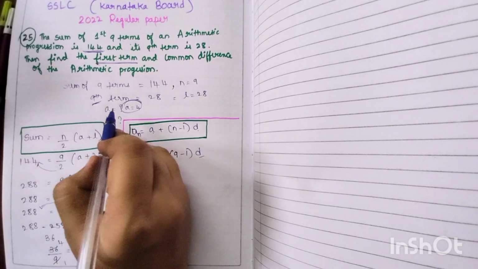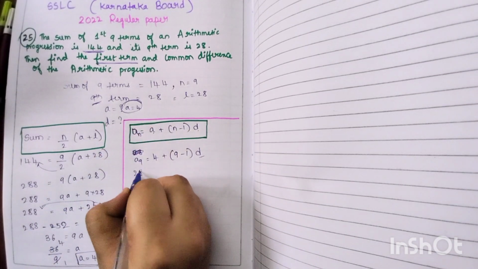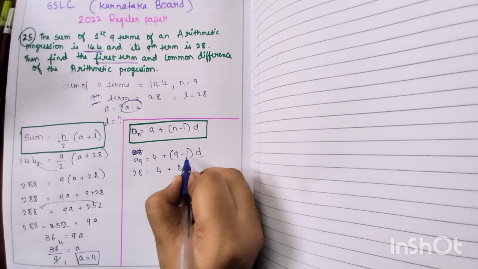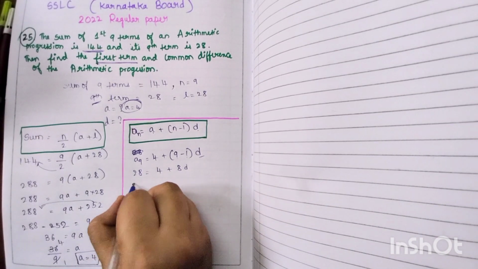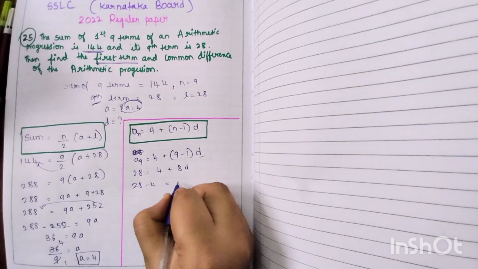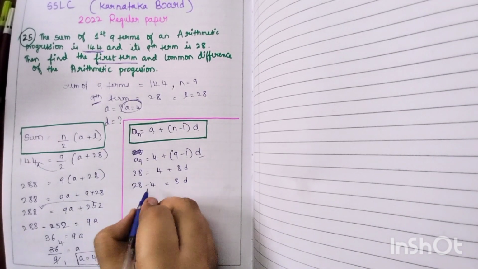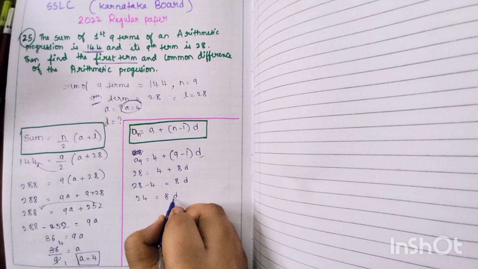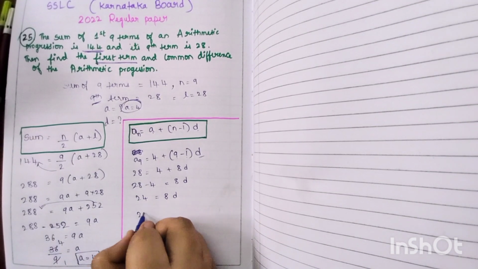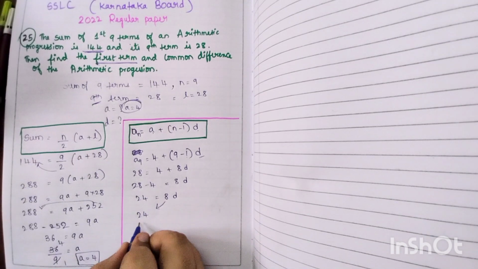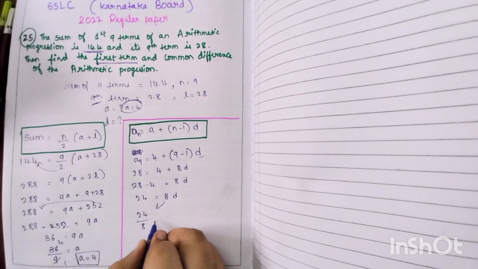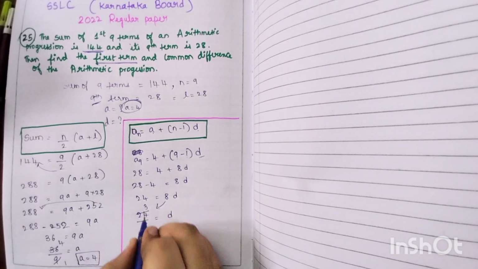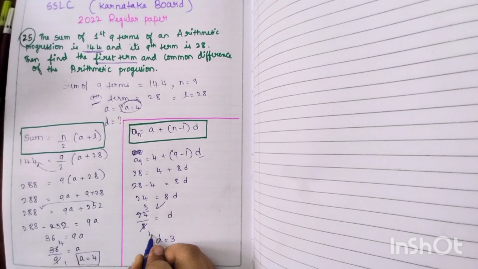Then A9 is nothing but 28 is equal to 4 plus 8D, since 9 minus 1 is 8. Then 28 minus 4 is equal to 8D. What is 28 minus 4? That is nothing but 24 is equal to 8D. So the multiplication goes down as division. Then 24 divided by 8 is equal to D. 8 threes are 24. So D is equal to 3.